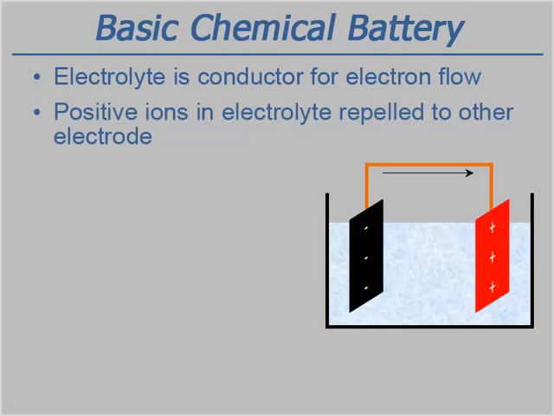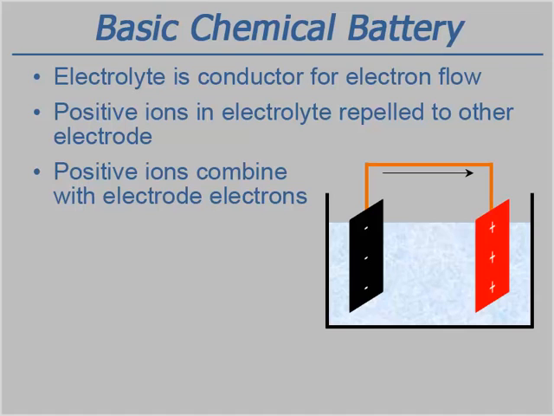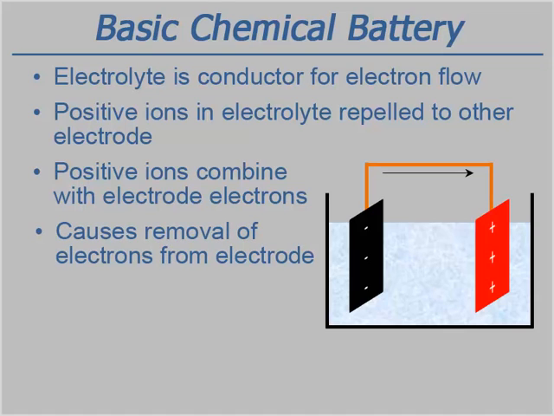The positive ions, which were produced by ionization of the electrolyte, are repelled to the other electrode. At this electrode, these ions will combine with the electrons. Because this action causes removal of electrons from the electrode, its potential becomes positive.